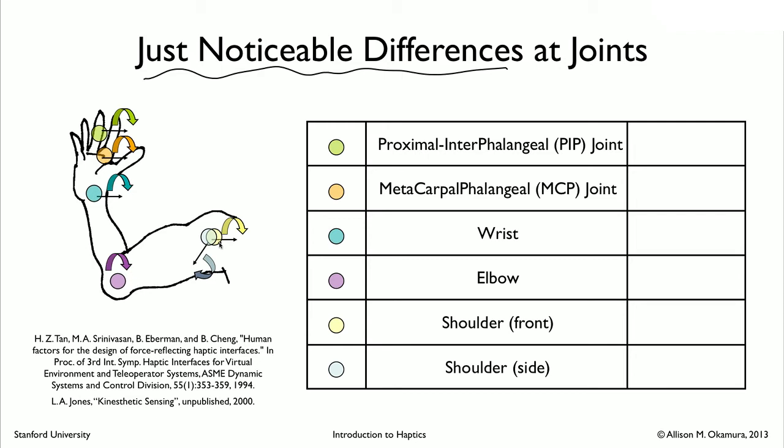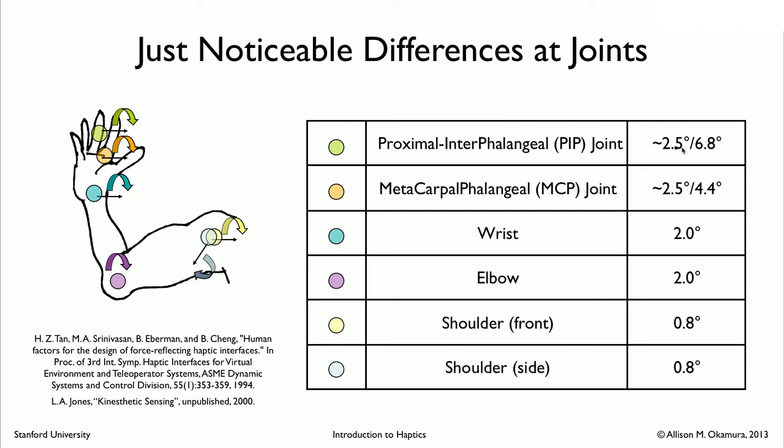How much would they have the smallest just noticeable difference? Because a small just noticeable difference means a very high sensing resolution. So now I'm going to give the answers to that over here in this last column. So if you look at these different joints, you'll see that you have, depending on which paper you read, some range in the 2.5 to 6.8 degrees way out here at the fingertip. And yet the shoulder has much better sensing resolution, almost an order of magnitude better.